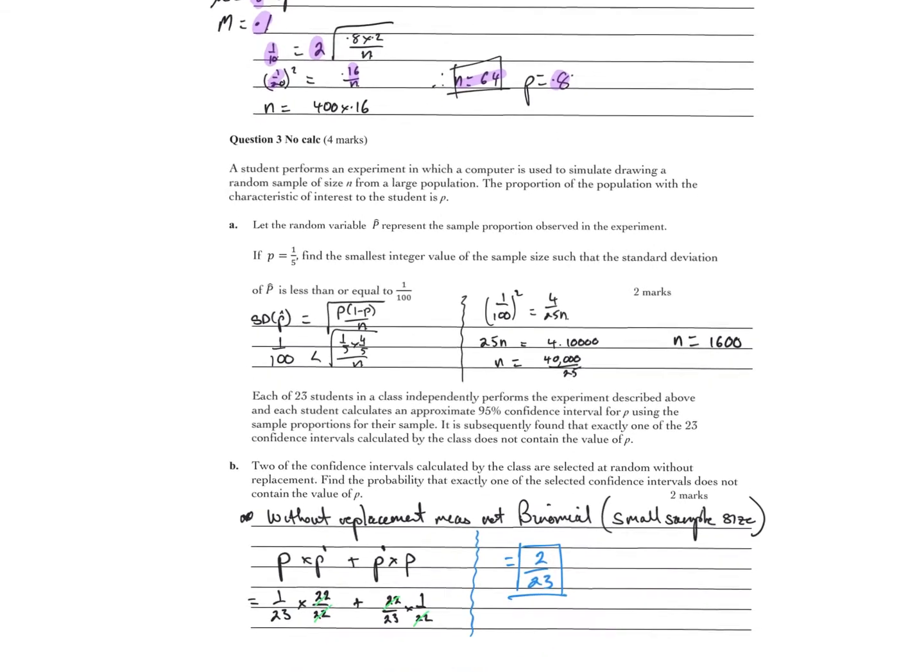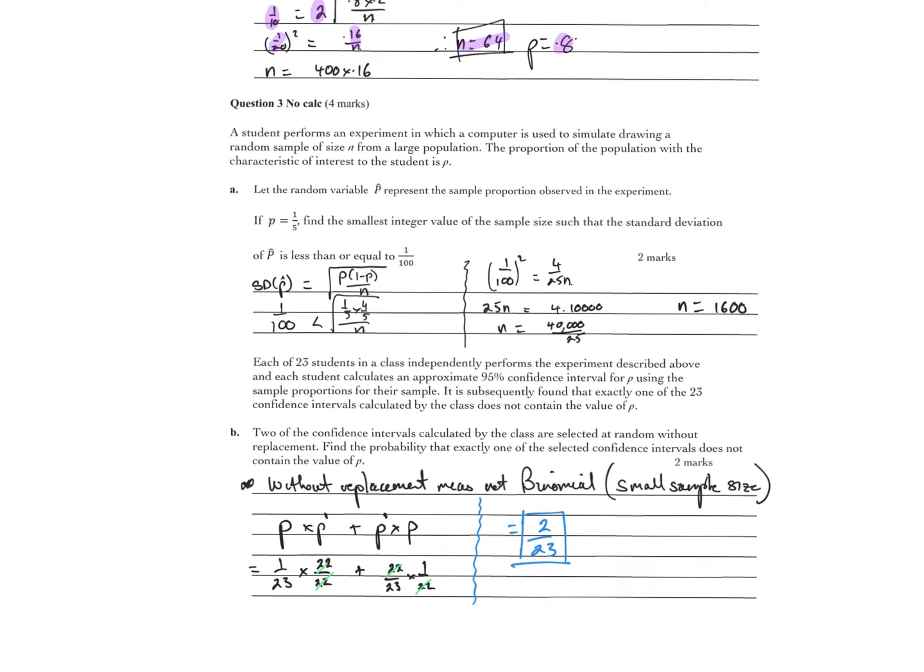All right. Similarly, question 3. A computer is used to simulate drawing a random sample from a large population. P hat represents a sample proportion, and in this, P is equal to 1/5. I want to find the smallest integer value of the sample size so that the standard deviation of P hat is less than 1 on 100. So the rule for the standard deviation is the square root of P times 1 minus P over N. So I want that expression to be greater than 1 on 100.